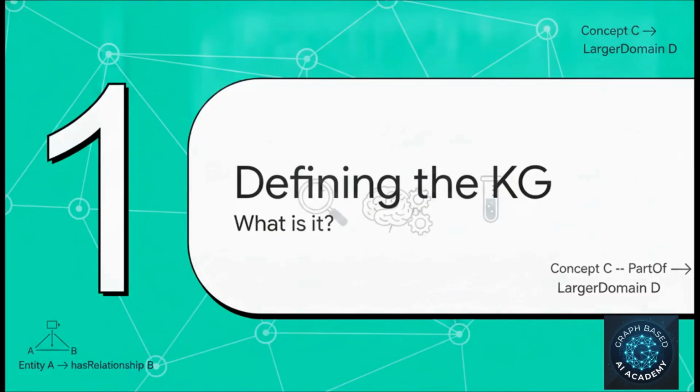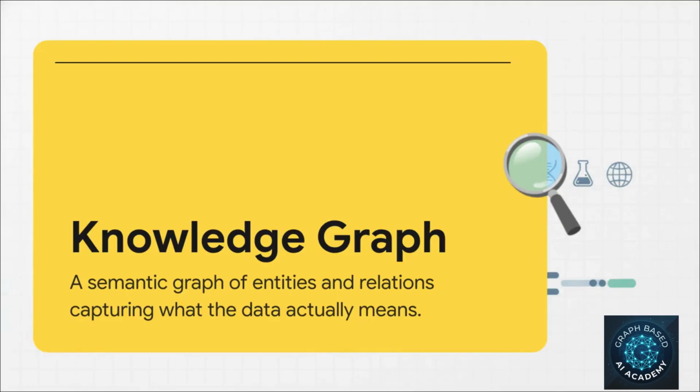So what exactly is it? At its core, a knowledge graph is a semantic, usually directed graph made up of entities, those are your nodes, and relations, which act as your edges. The whole point is to capture what data actually means. But I do need to issue a quick definitional health warning right out of the gate. If you dig into the academic literature, there really isn't a single universally accepted definition of a knowledge graph. It's a genuine, ongoing debate in the field.